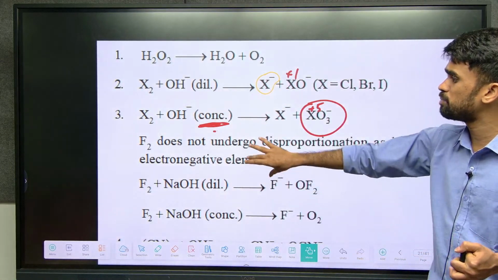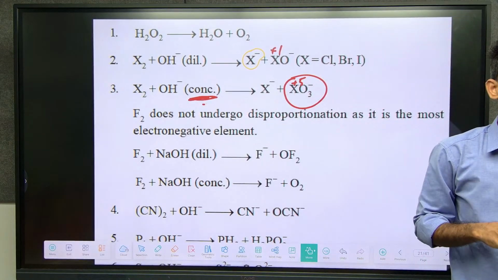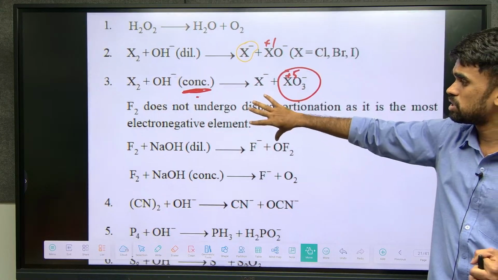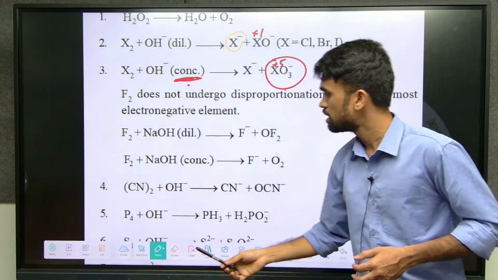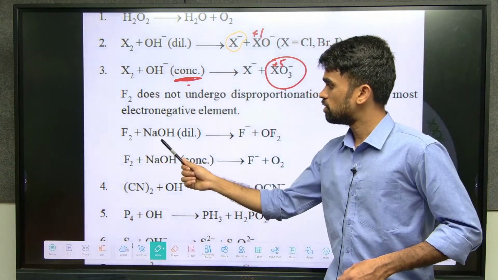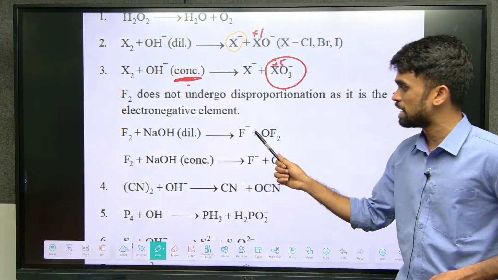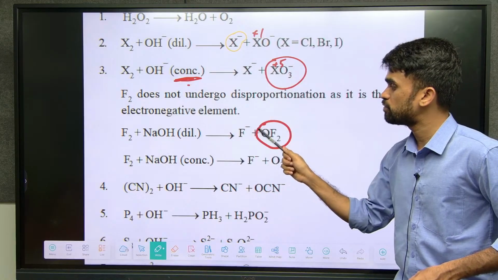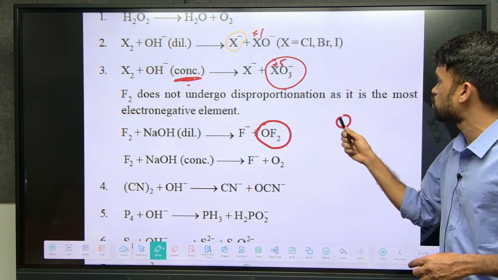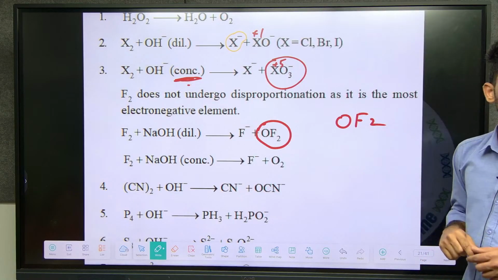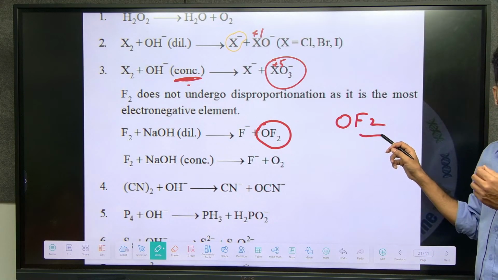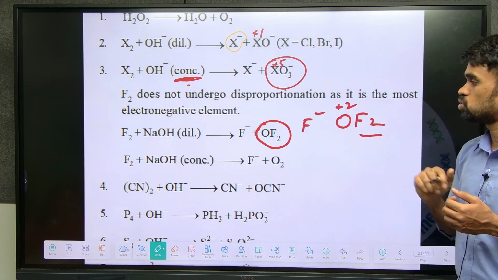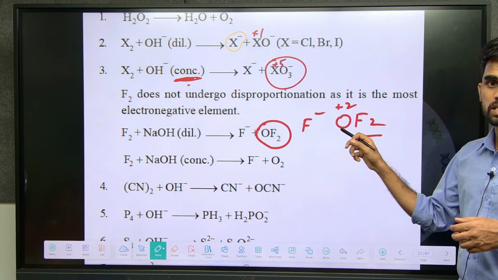So why not fluorine? Because we know fluorine is the most electronegative element. So it will not undergo oxidation like this; it will have some other type of reaction. F2 with NaOH, like dilute base, gives F minus, as X minus here, but here it is OF2. OF2 means what is the oxidation state of oxygen and fluorine here? Fluorine is more electronegative, so that is minus only. Oxygen will be +2, because 2 fluorines give 2 minus, so oxygen will be 2 plus.